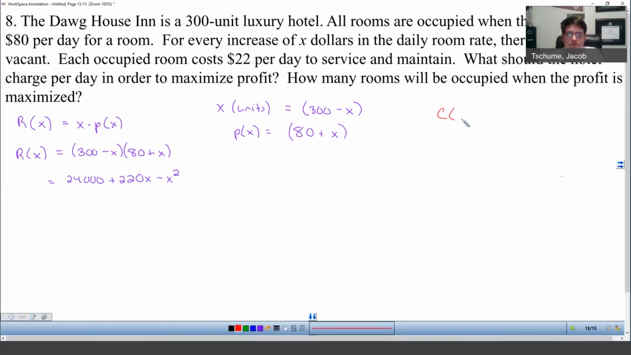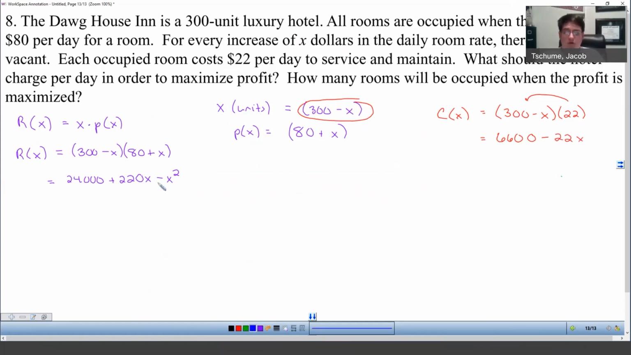For cost, it says you have to charge $22 per day to service and maintain. Now, we don't know how many rooms we're going to have. We know the number of units we plan on selling is going to be this formula 300 minus X. So however many rooms this ends up being, we have to charge $22 per room. So I need to distribute the 22 to both terms here. So 300 times 22, this would be 6,600 minus 22X.